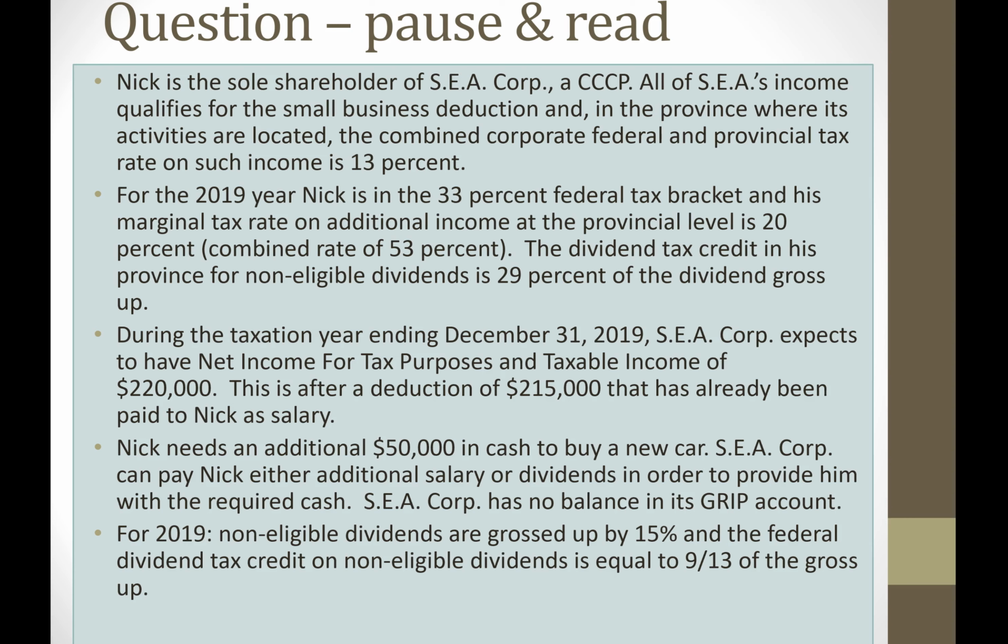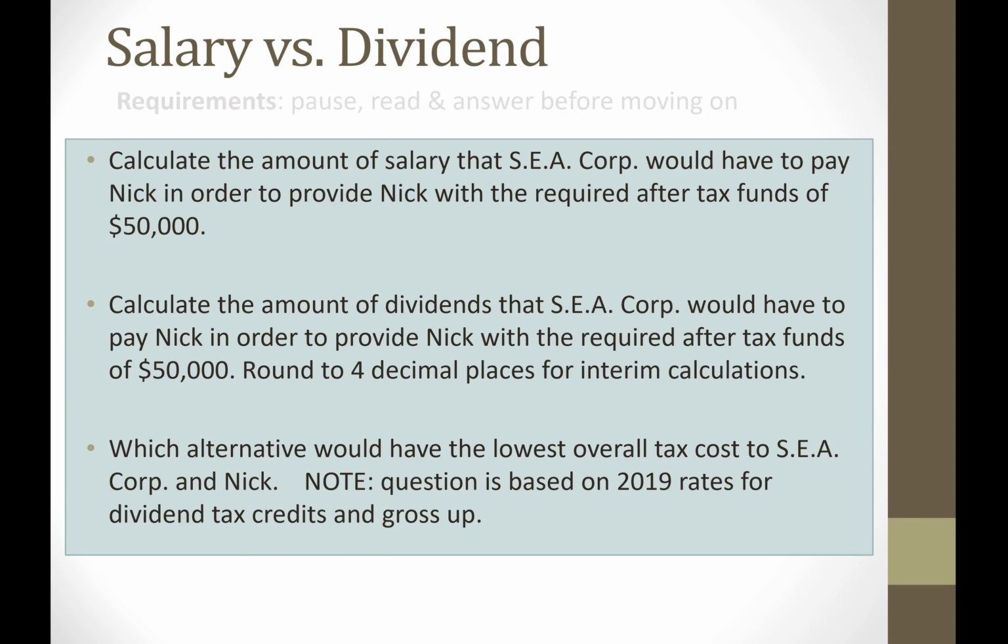Moving on to the next slide, this is the question. If you have not yet read the question, pause the video now and read through this question before moving on. As you notice in the question, this is based on the 2019 taxation year. And if you are watching this video and you're using tax rates other than 2019, just be cautioned that this is based on the 2019 dividend tax credit and gross up rates. Let's move on to the next slide and look at the case requirements.